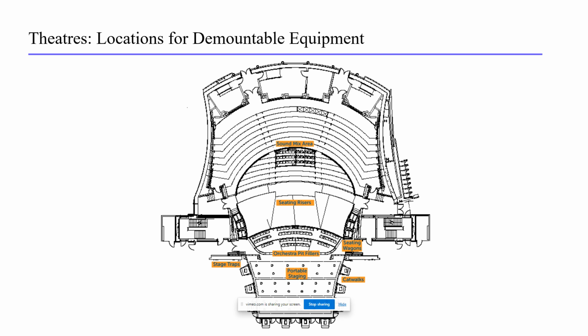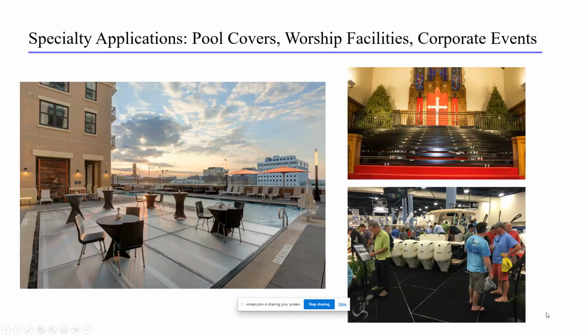In some theaters, they may have a dozen or more setups, specific setups used for audience seating. Some additional applications where you can find demountable equipment would include pool covers, choir risers at worship facilities, and various uses for corporate events. What is showcased here in the photo on the lower right is kind of an interesting application at a boat trade show where the flooring is actually raised up so that the patrons can get a better view inside the boats being showcased. Essentially, they create docks all around the trade show floor.